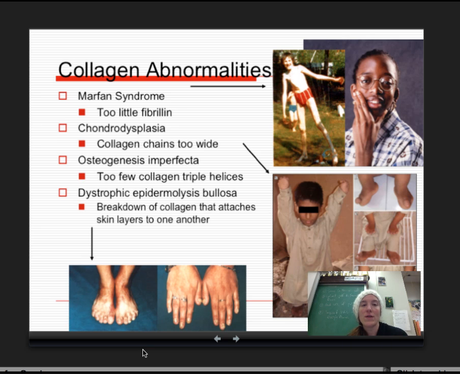Okay, so we have talked about the extracellular matrix, we've talked about the cells that we find in connective tissue, and we've talked about the 2 fibers that we find in connective tissue. So next up, we'll talk about the categories of connective tissue.